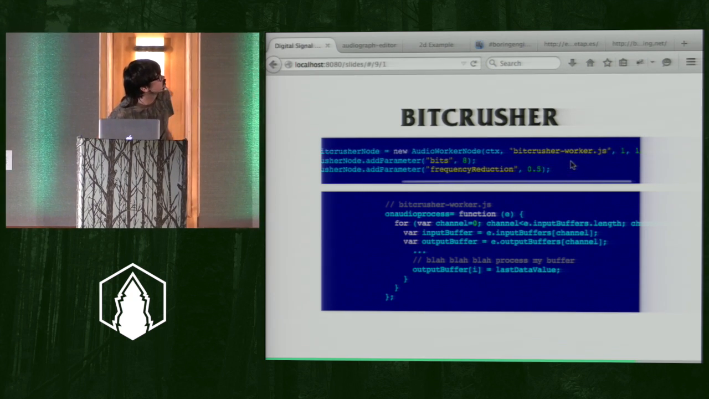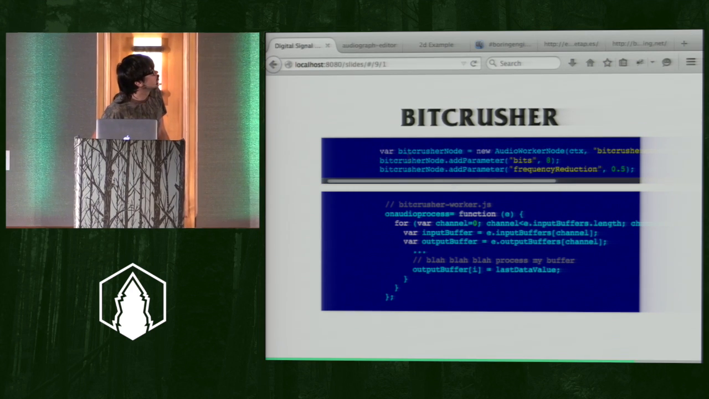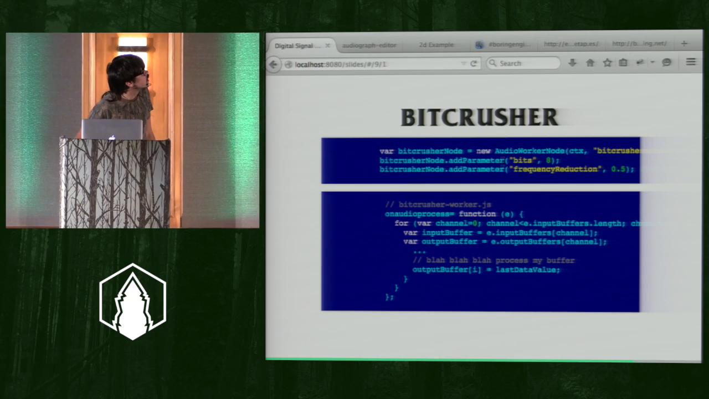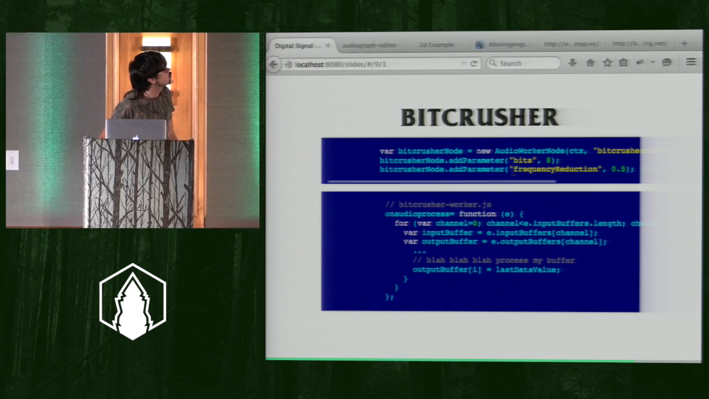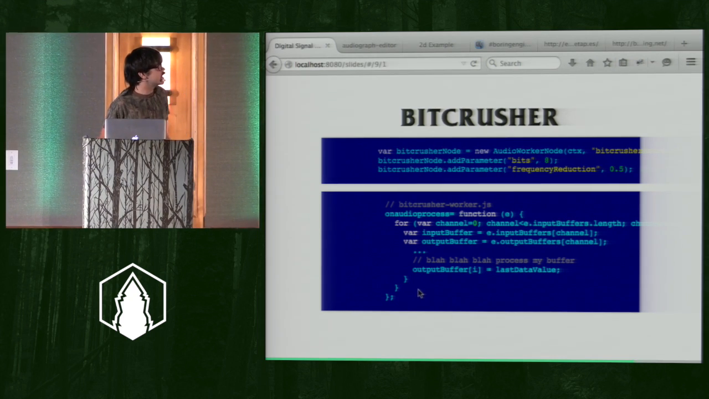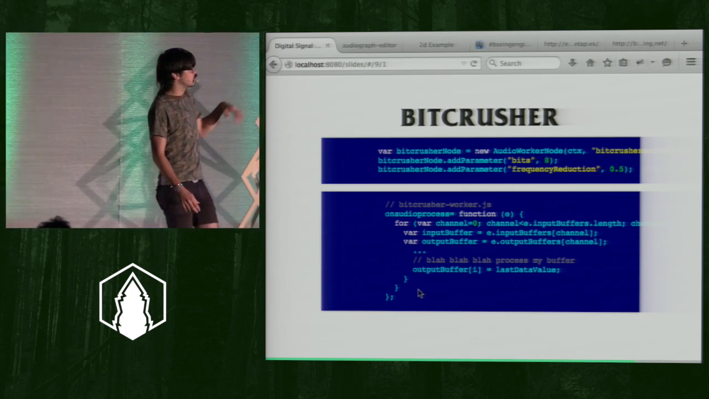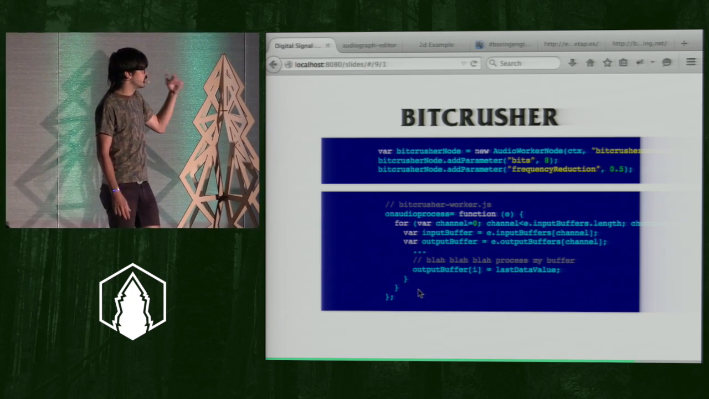So we have our bit crusher worker right there. We're going to go ahead and set our bits to 8. We're going to set frequency up here to 0.5. And then in our separate file right here, we can have local variables, and we have our onAudioProcess method. And that's what we're going to export right here.